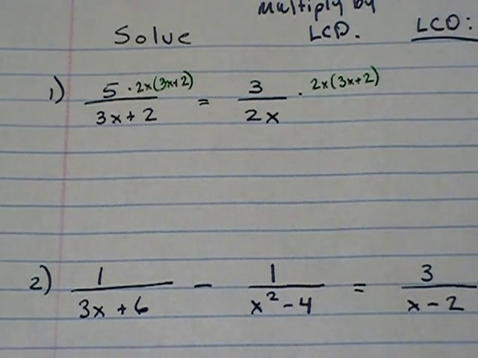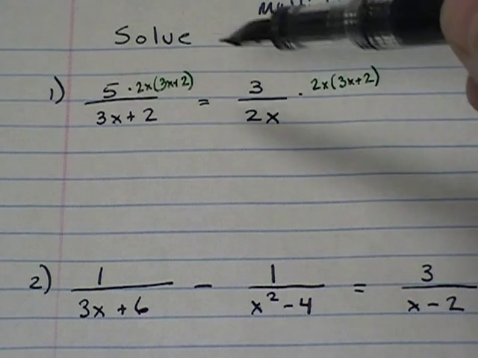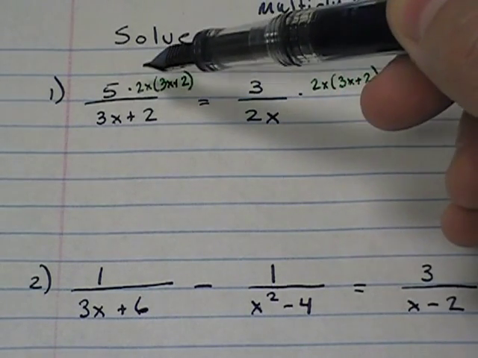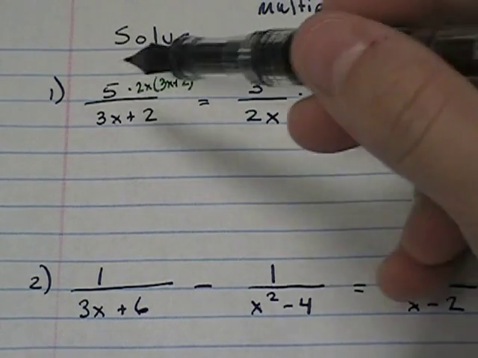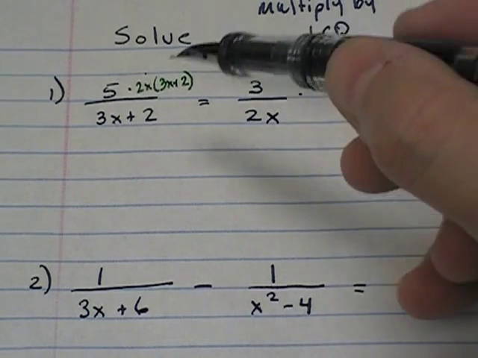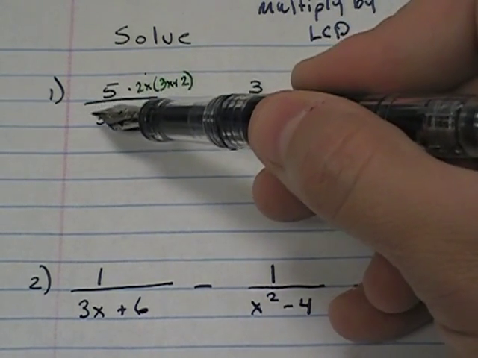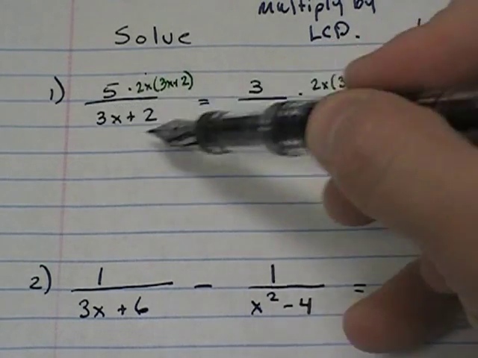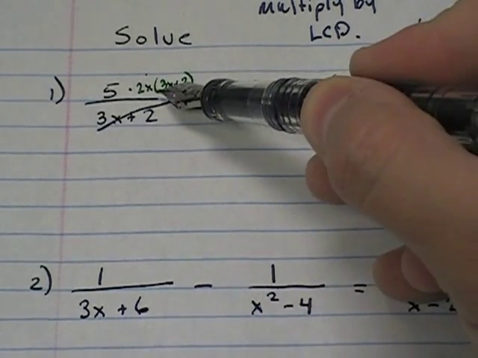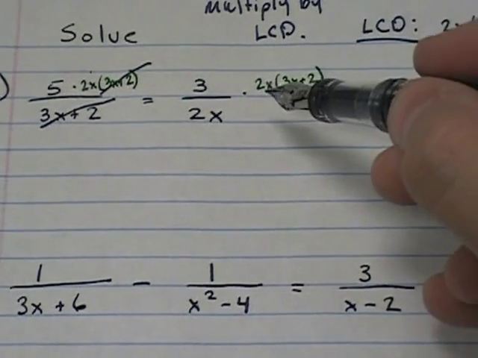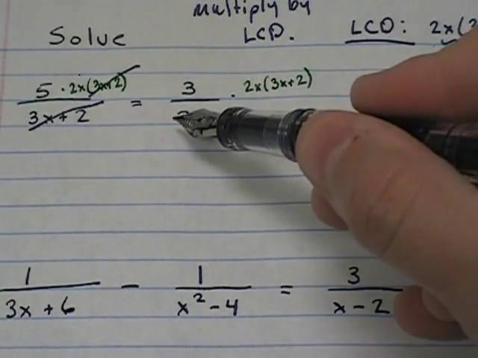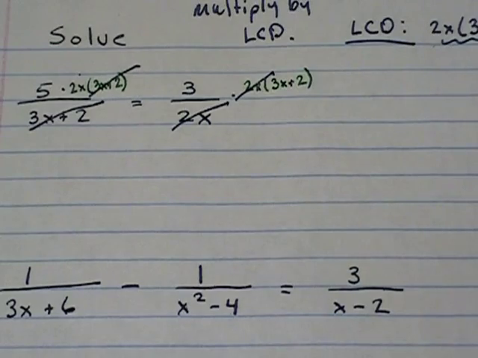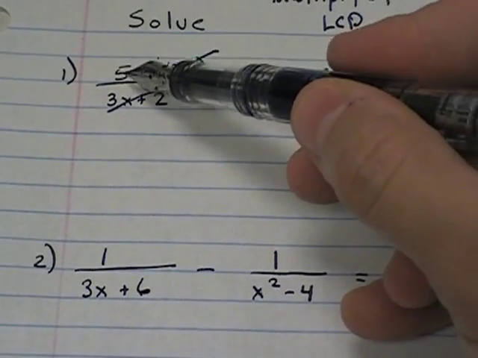Now, what's going to happen here, very simply, is that because I have multiplication on top, so 5 times 2x times 3x plus 2, I have multiplication on top. And I have multiplication on bottom because you can think of this as 1 times 3x plus 2. The 3x plus 2's will cancel. Same thing here. I've got 2x on top, I've got 2x on bottom, and these will cancel. What am I left with? I'm left with 5 times 2x.